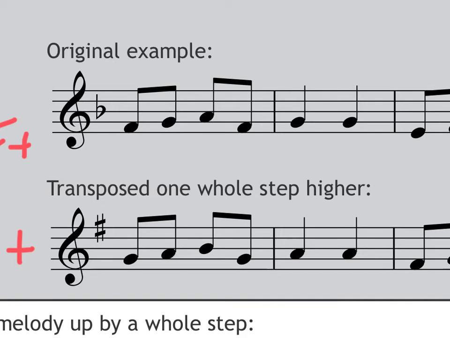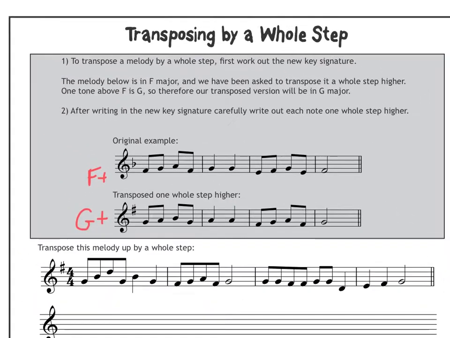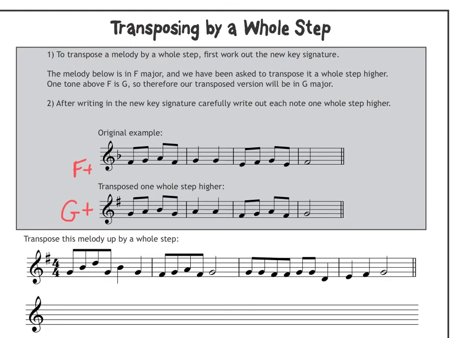You don't have to worry that you've exactly gone one whole step. All you have to go is from a line to the next space, from the space to the next line, or from a line to the next space. The fact that you have changed your key signature to the new key will take care of any half steps or anything like that that was affected by the key signature itself, right? So only two steps to transpose by a whole step.